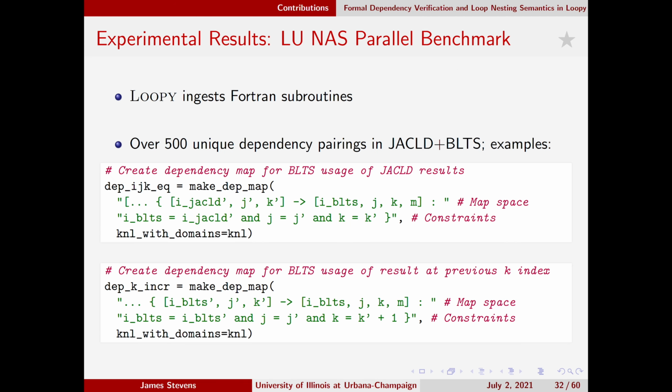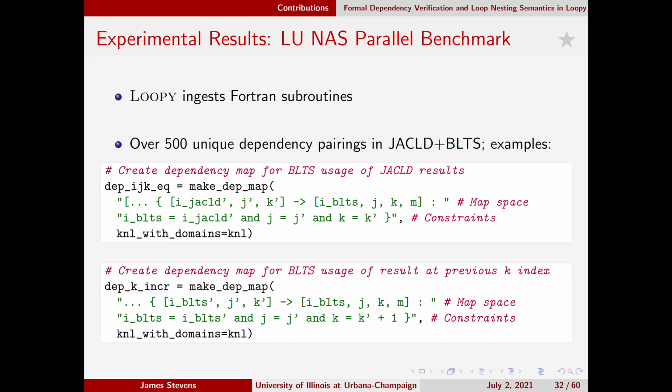This example also highlights an important capability of our programming system. It can ingest Fortran subroutines to represent them as Loopy kernels, and that is useful here. Then we need to create the dependencies. There are over 500 unique pairs of statements related by a dependency, so I will only show two examples.